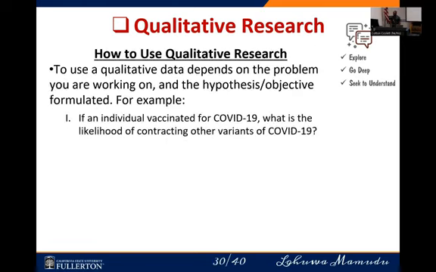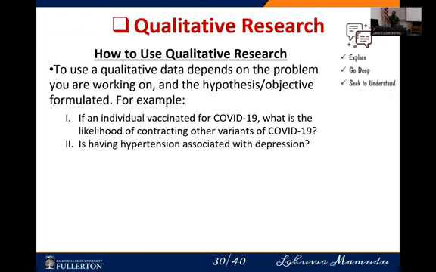Now, let us look at qualitative data depending on the problems you are working on. Most of the qualitative information depends on the problem you are working on and the hypothesis you come to formulate. So for example, one hypothesis you might formulate on how to work with qualitative data on COVID-19 is: if an individual is vaccinated for COVID-19, what is the likelihood of the individual contracting another variant of COVID-19? So assuming through this, we are able to discover that when an individual takes the COVID-19 vaccine, then the likelihood of the individual contracting another variant of COVID-19 is very minimal, then it also becomes a motivation for people to go for the COVID-19 vaccine. And that's how you can structure your hypothesis to be able to investigate.